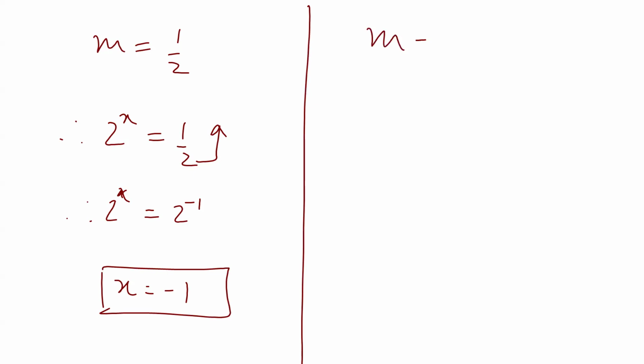M equal to 4, sorry. M equal to 4. 2 raised to x is equal to 4. 2 raised to x is equal to 2 square. X is equal to 2.